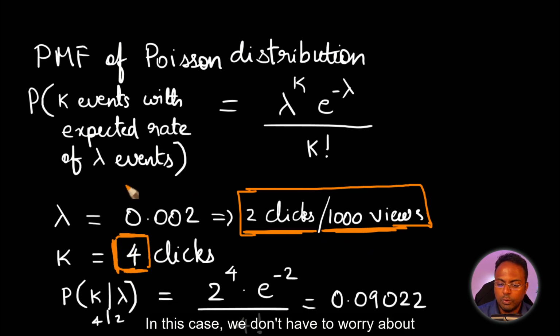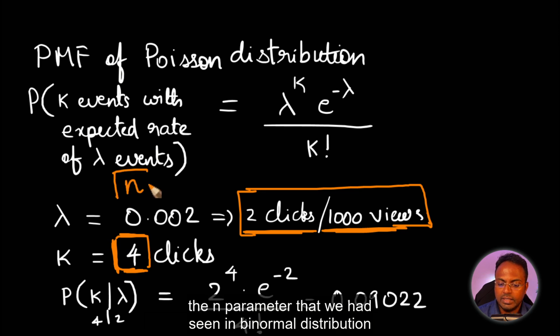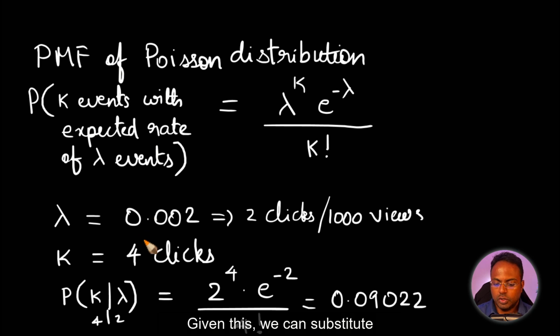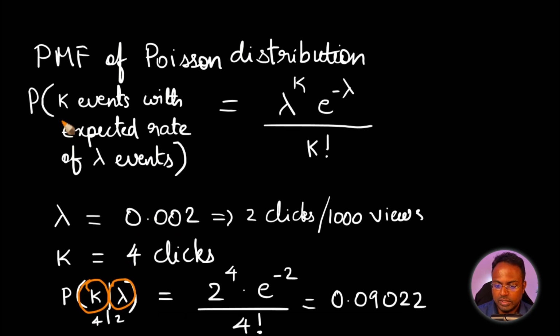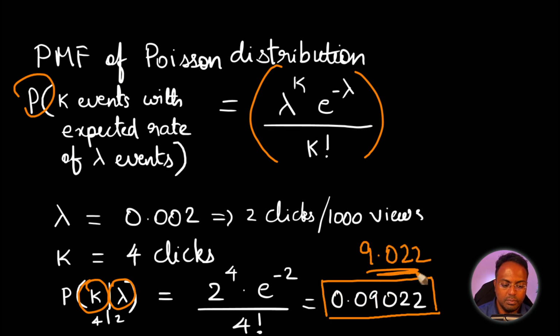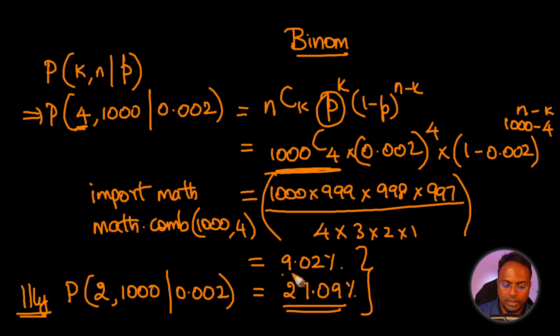In this case, we don't have to worry about the n parameter that we had seen in binomial distribution. There's no concept of number of trials. So given this, we can substitute k and lambda into this whole equation. We substitute it and we get the resulting probability to be 9.022%. This is the exact percentage that we got using binomial distribution.